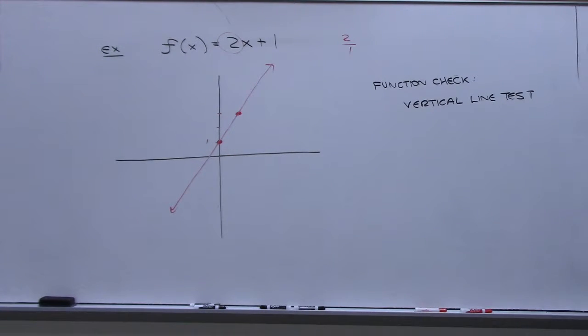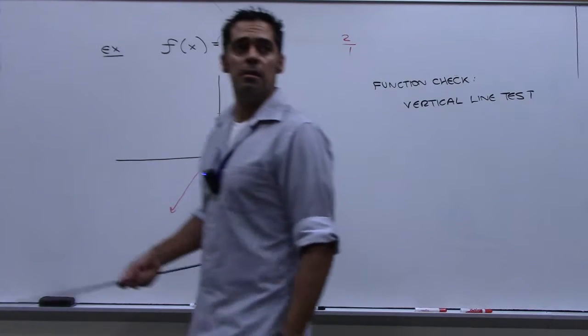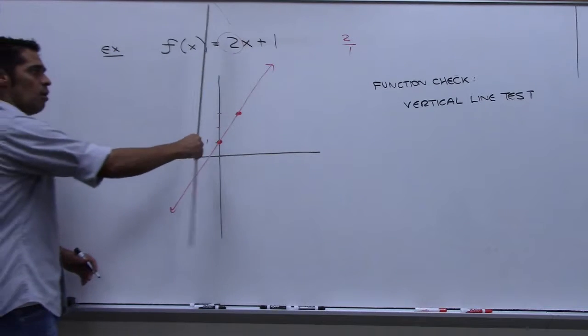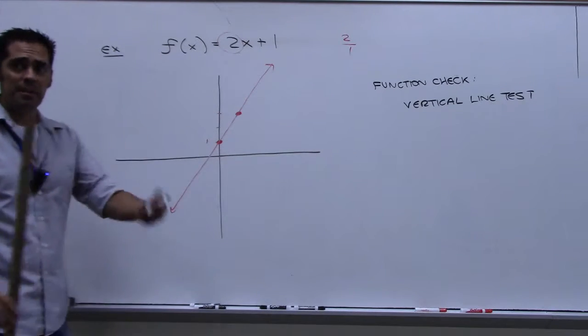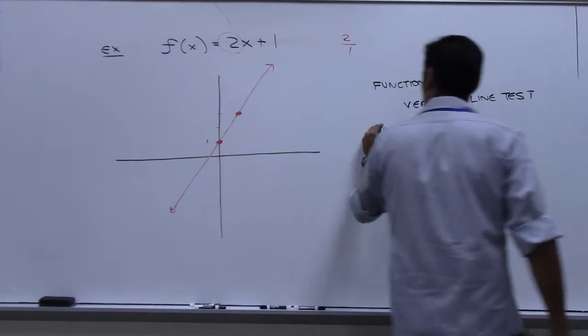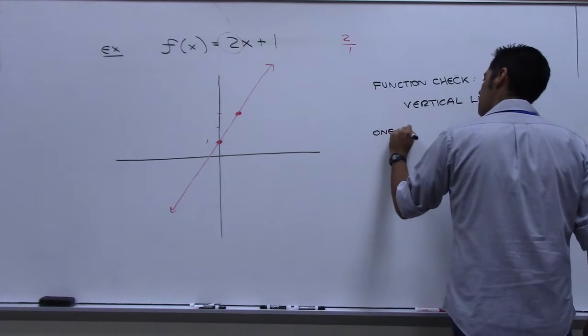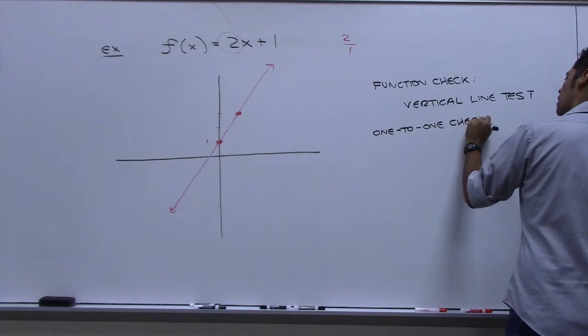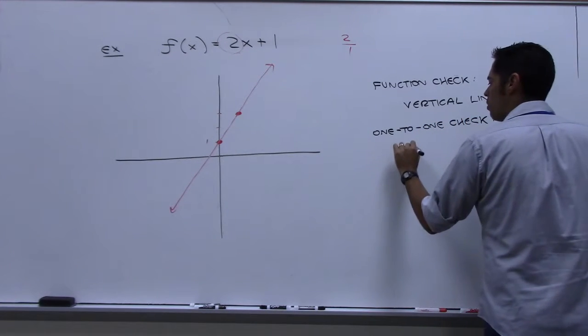Now, to see if it's one-to-one, we actually do the horizontal line test, which is the same test, but with horizontal lines instead. So to see if it's a one-to-one, we use the horizontal line test.